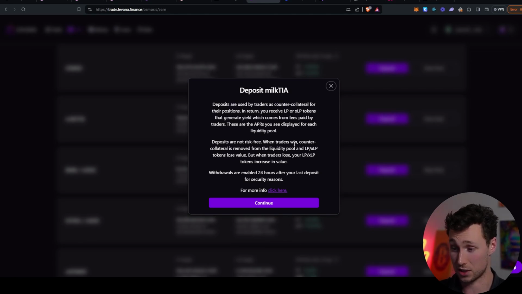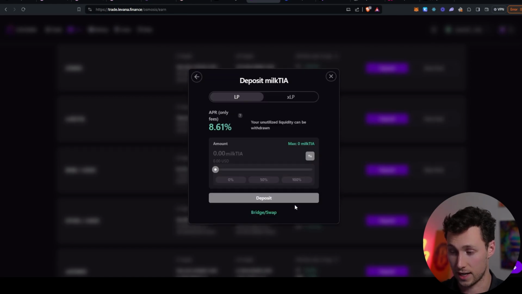And we'll be able to see the APRs on this page. However, note that these deposits are not risk-free. When traders win, counter collateral is removed from the liquidity pool and the LP or XLP token loses value. So basically, you are betting on traders losing with this yield, but if they win, then you risk the total principal amount you have going down. And you can see here, for example, you can also deposit your milkTIA here, and this is going to earn you those 1.2 points per day. But just know the risks that I mentioned a second ago.